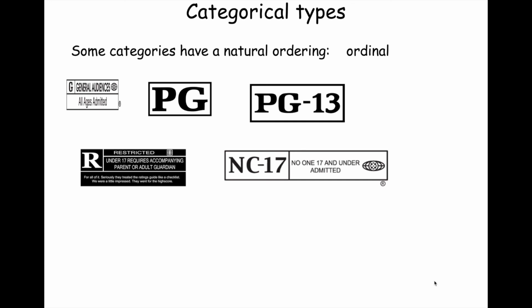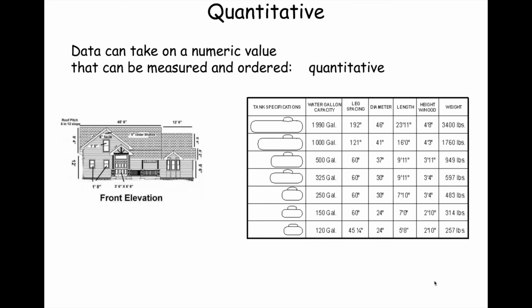Okay, does that make sense? Questions? No? All right. So we also have quantitative variables. These are not categorical. These describe measurements or data items that can take on a numeric value.